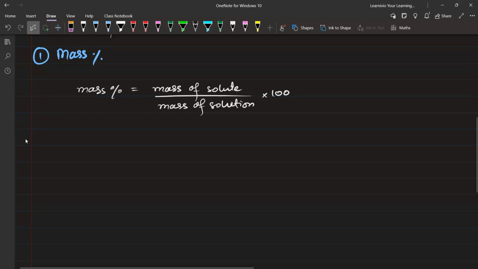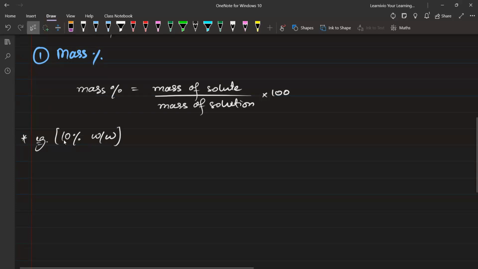Now, the formula is a very elementary formula. But what is important, if mass percentage is given for a particular solution, then how can we use it? Please see, let's suppose our example, for example, I have 10 percentage, 10 percentage W by W.